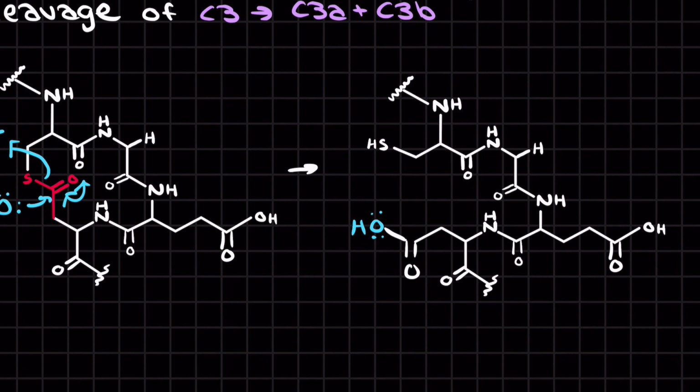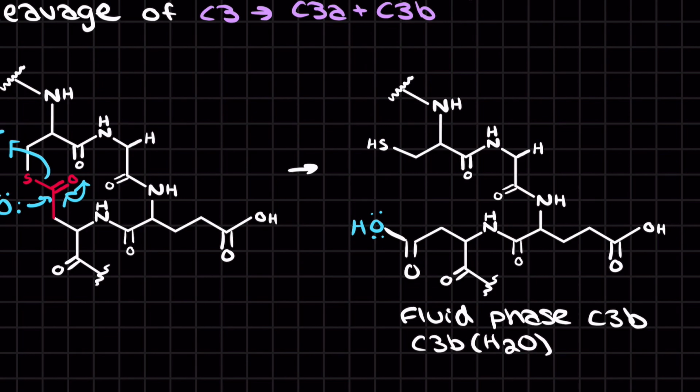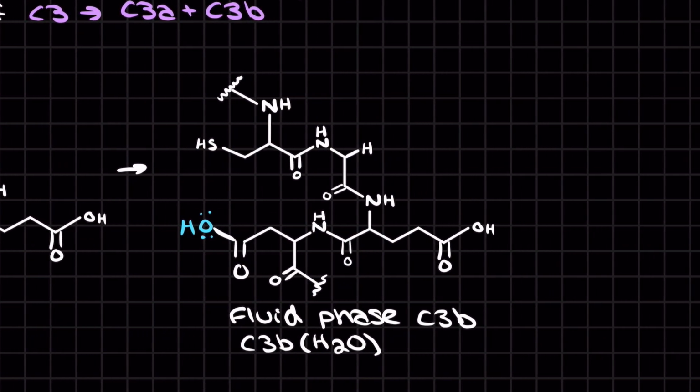This is known as fluid phase C3b, which we can also abbreviate as C3bH2O. In this state, the C3b is essentially inactive. It can't adhere itself to the surfaces of any microbes nearby. However, this fluid phase C3b can still interact with factor B and then form the C3b-BB C3 convertase. And that's going to be what we see in this alternative pathway.